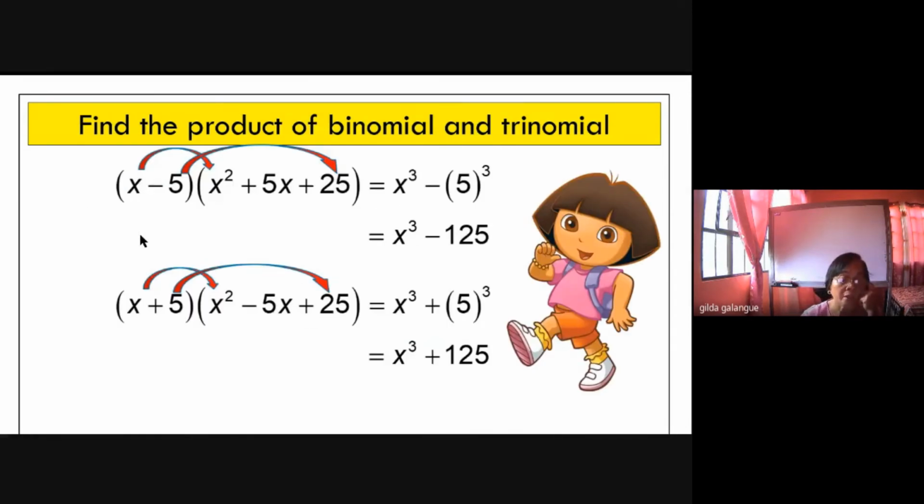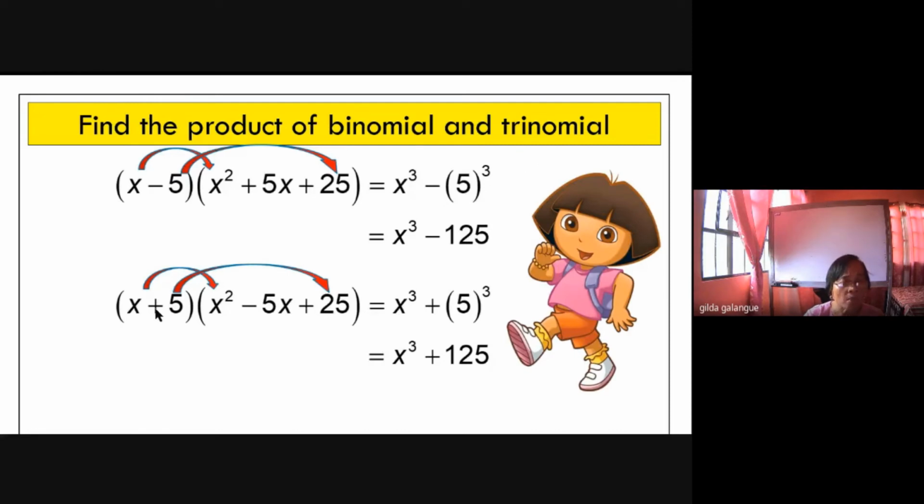We have the next number. We have x minus 5. How do we arrive at the trinomial? X times x squared. Multiply the 2, change the sign. Square, negative 5 times 5 is 25. If this is our given, we just multiply the first term by the first term, the last term by the last term, or cube the first term minus cube the last term. X times x squared times is x cubed. Then negative 5 times 25 is negative 125, or just cube the last term.